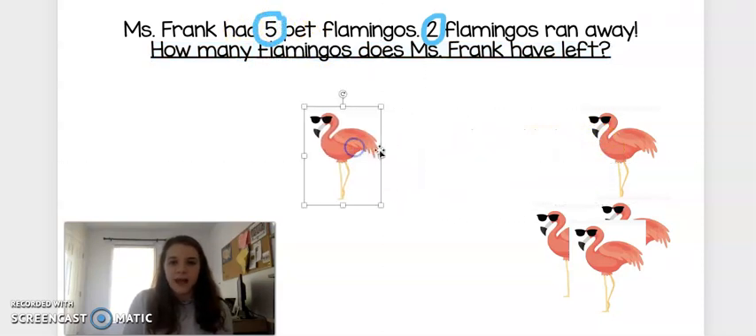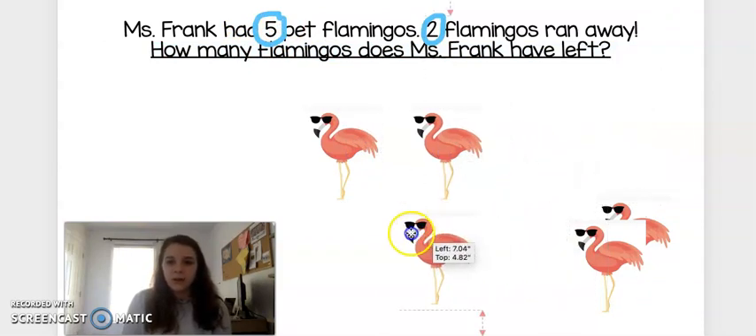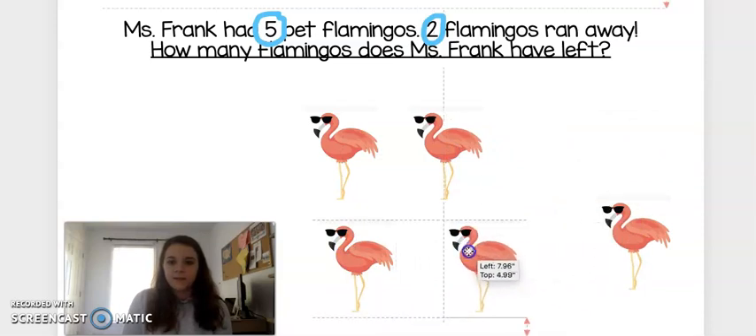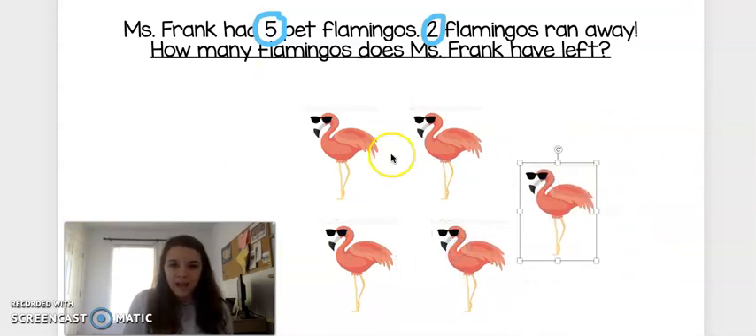So let's drag 5 into our picture space. 1, 2, 3, 4, 5. She has 5 flamingos to start. Am I done? No, why not? Why am I not done? Oh, because 2 flew away, right?